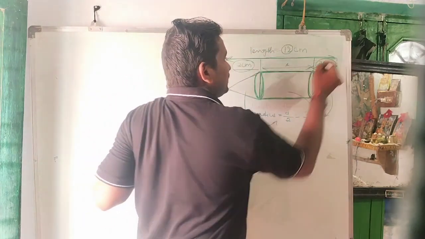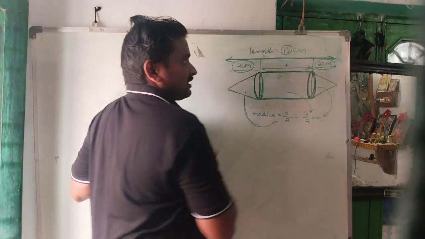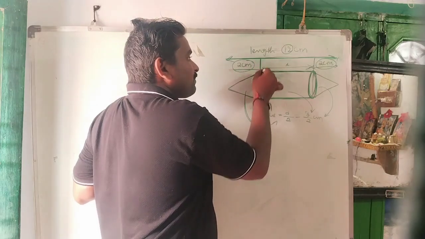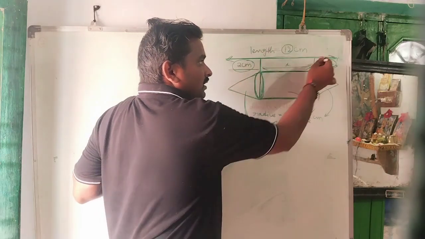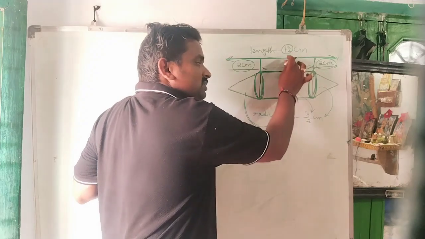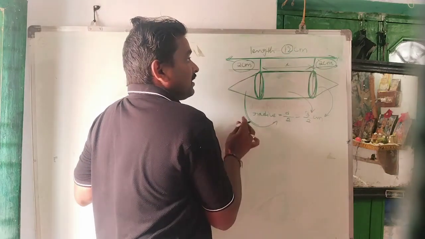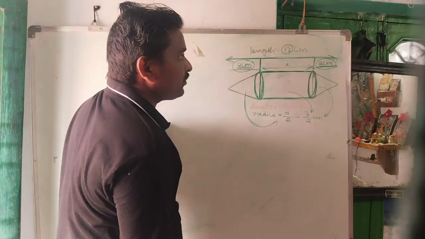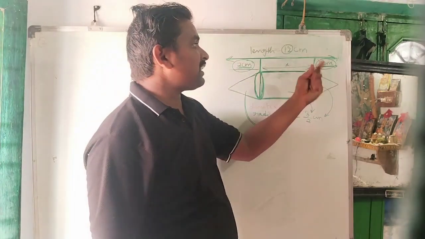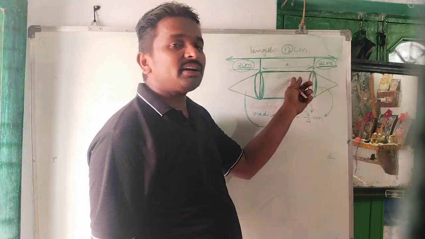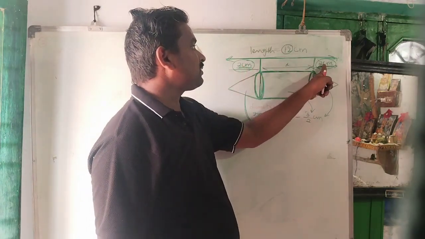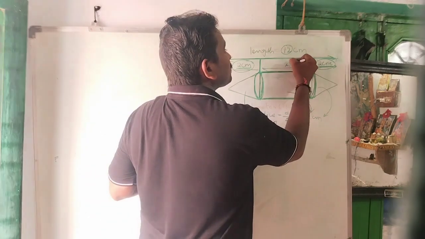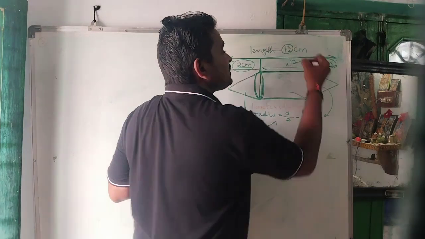The total length of the 3D figure is 12 centimeters. The cones are part of the three-dimensional figure, and the cylinder is also part of it. First cone height 2 centimeters, second cone height 2 centimeters, so 2 plus 2 is 4. These two cones have taken 4 centimeters, so the remaining length belongs to the cylinder. Subtract 4 from 12. 12 minus 4 is 8.